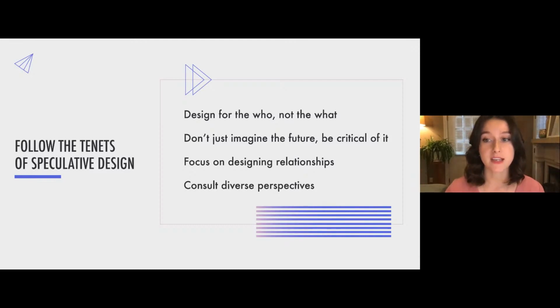To help make this easier and to ensure you stay user-focused, try following some of these tenets of the speculative design practice.